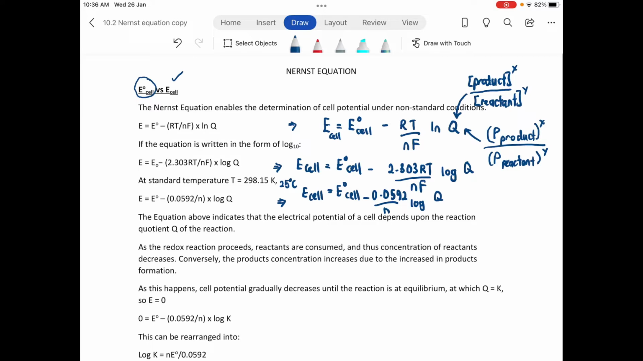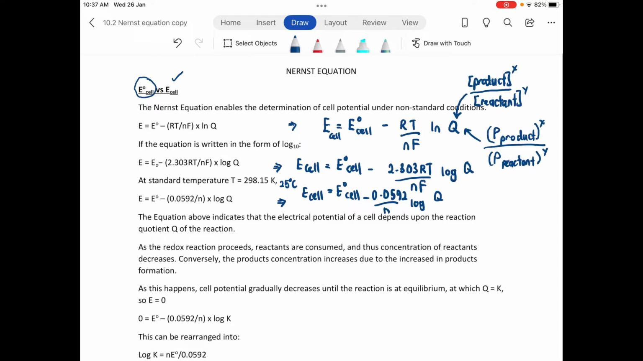So memang selalunya yang kita akan guna ialah the third equation lah, sebab dia lebih senang untuk digunakan. Okay, dan temperature kita pun biasanya berlaku dalam suhu, lebih kurang suhu bilik. Okay, so the equation indicates that the electrical potential of a cell depends upon the reaction quotient of the reaction.